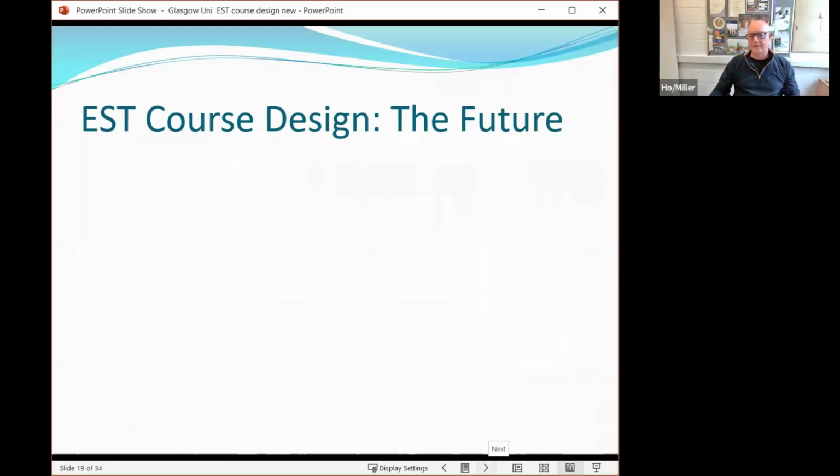But from that course, in terms of writing for the book, we thought, well, what would an EST course design look like in the future? And what sort of dimensions or elements should there be in this? One thing before I continue is that because we had turned our course design into a research project, we had got access to a lot of information from the students.